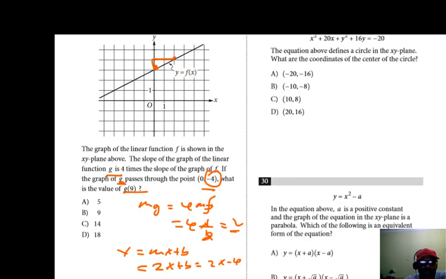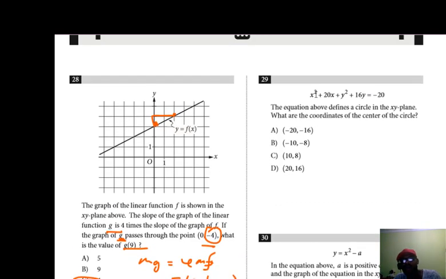We have 2x minus 4. So to find the value of g of 9, instead of x substitute 9: 18 minus 4, which is 14. Okay, the equation above defines a circle in the xy plane.